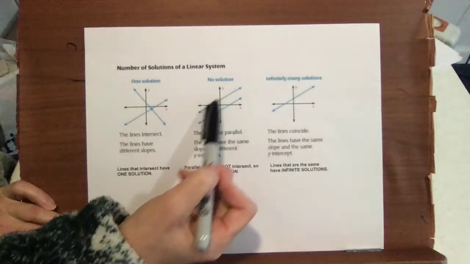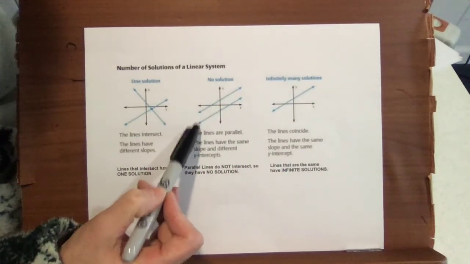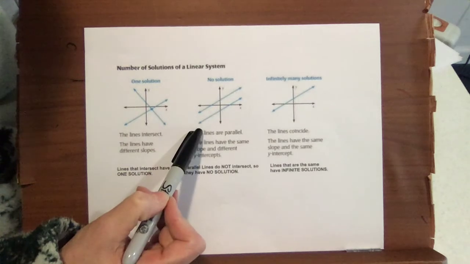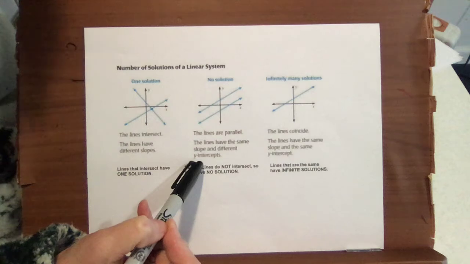You can also wind up with no solution, which means when you graph each individual line, they wind up being parallel. And the way that you can tell that they are parallel is that they have the same slope when they're in slope-intercept form, or y equals mx plus b form.